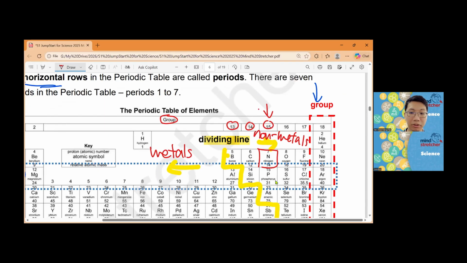Nitrogen is in which group? If nitrogen is below this number, 15? 15. Yes, great job, Kala. Okay, and Natalie, which period is nitrogen in?